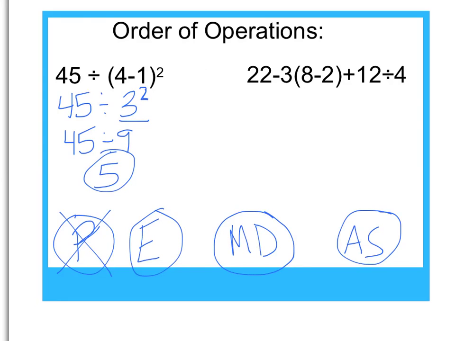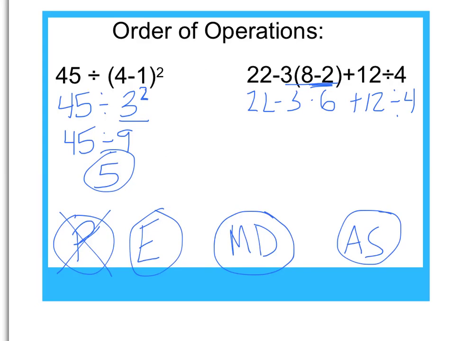All right, the second problem also has parentheses. I'm going to start with that. Remember, when a number touches the parentheses, it means multiplication. So when I rewrite this without parentheses, I'm going to be sure that I use multiplication to combine those two things. So here is 8 minus 2, which is 6. So I have 22 minus 3 times 6 plus 12 divided by 4.